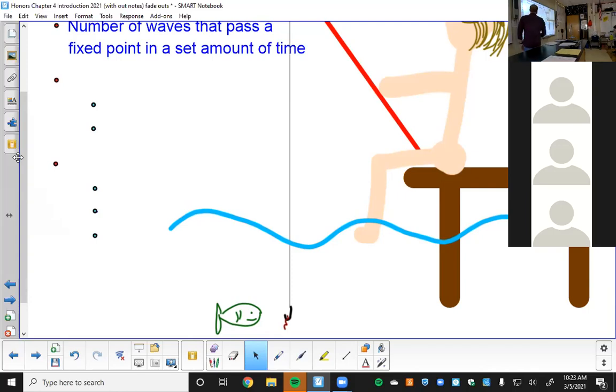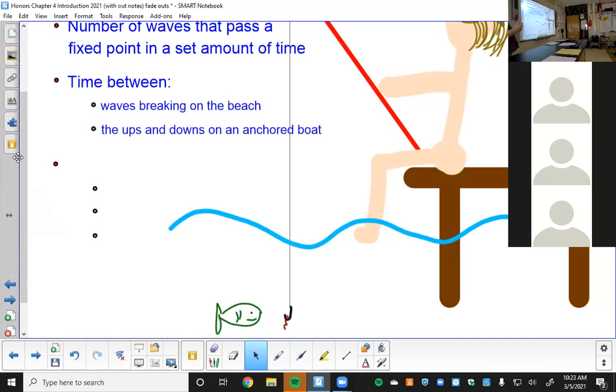Anyway, so from crest to crest, how long does it take? This is the fixed point. We're taking a look at the time it takes to go from there to there. So it could be something like the time between waves breaking on the beach. Alex has also been known to be naked on the beach running back in. You chase the waves out, then you chase the waves back in, and you go back and forth like that. Whatever. We've all done it before with clothes on.